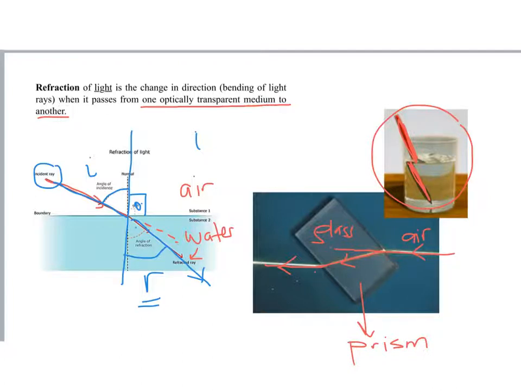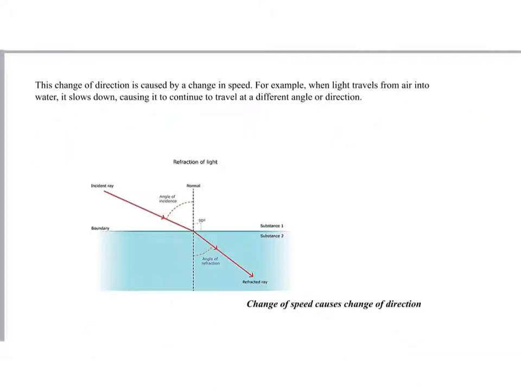So here you see that the angle of incidence is bigger than the angle of refraction. It may also be smaller than the angle of refraction, but in refraction, the angle of incidence is never equal to the angle of refraction.